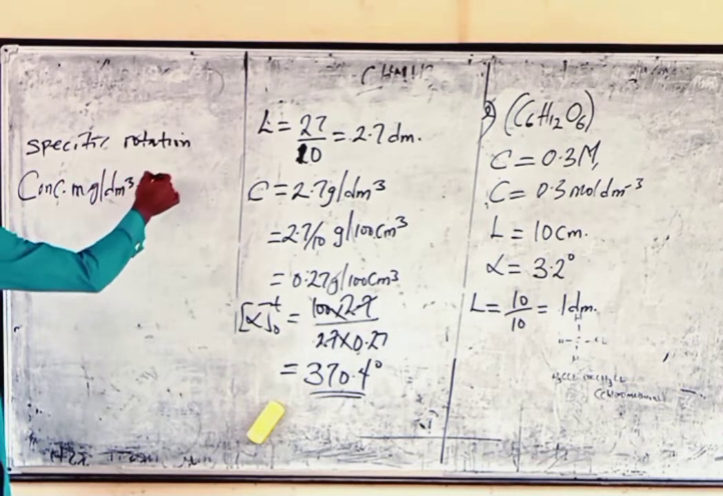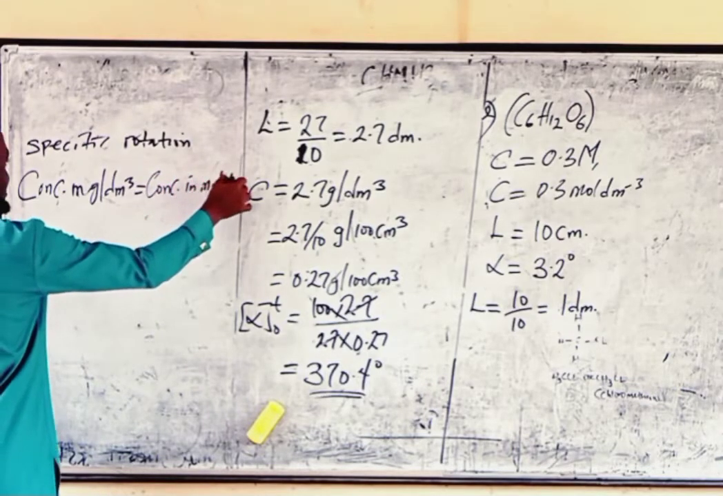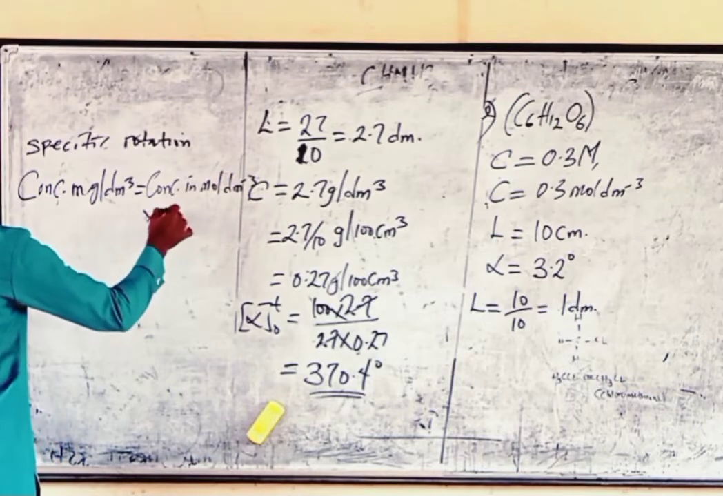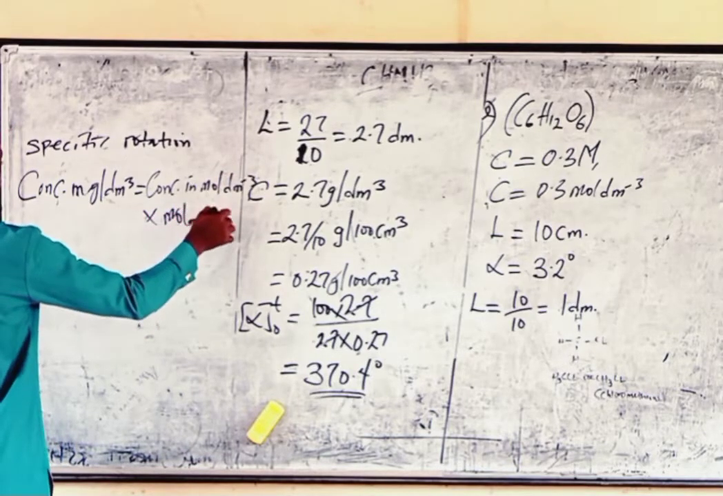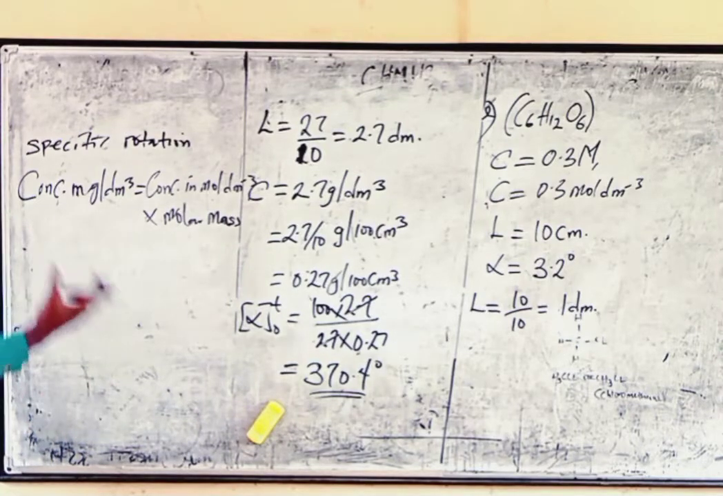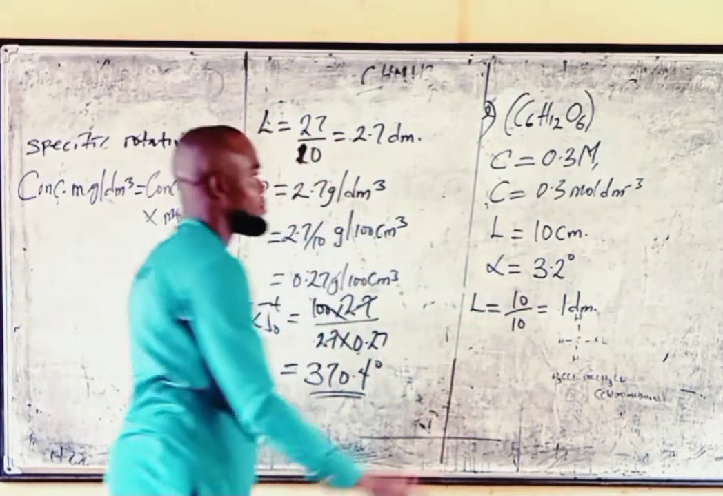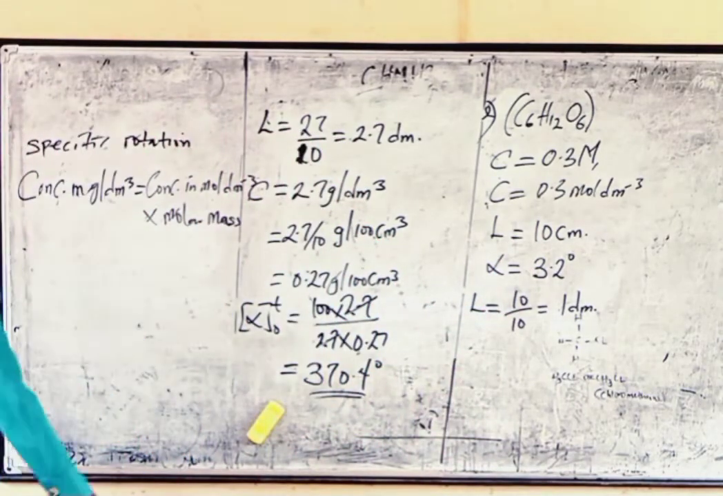The concentration in grams per dm³ is equal to the concentration in mole per dm³ times the molar mass. That's how we convert from mole per dm³ to grams per dm³: you multiply by the molar mass of the substance. So what is the molar mass of glucose?